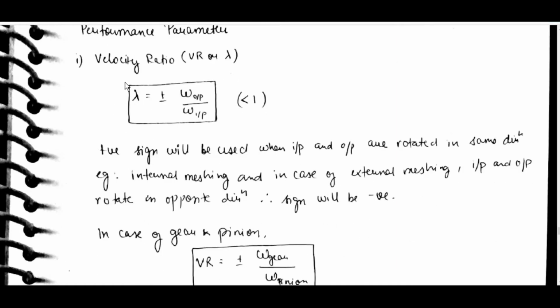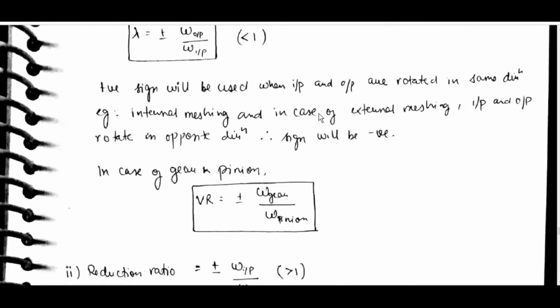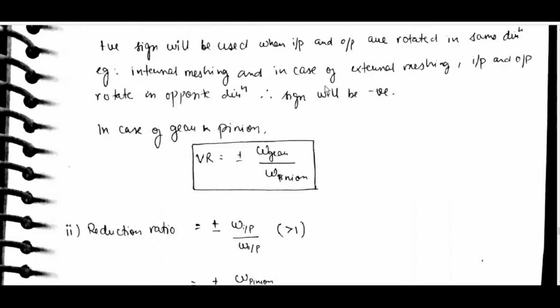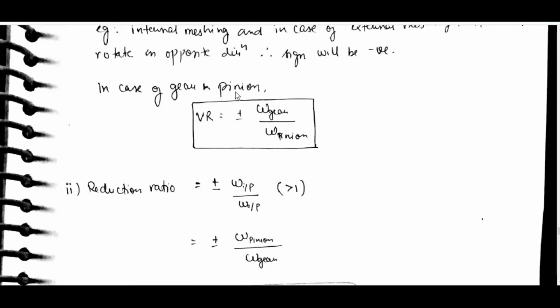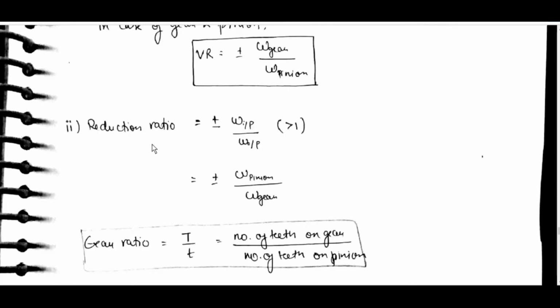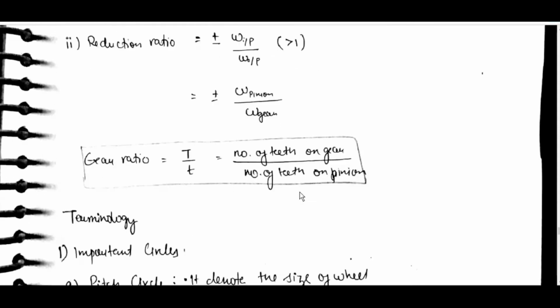Performance parameters. First, velocity ratio, VR or lambda. Lambda is equal to plus or minus omega output by omega input, less than 1. The positive sign is used when input and output rotate in the same direction, for example internal meshing. In external meshing, input and output rotate in opposite directions, so the sign is negative. In case of gear and pinion, velocity ratio is equal to plus or minus omega gear by omega pinion. Reduction ratio is equal to plus or minus omega input by omega output, greater than 1, which is equal to plus or minus omega pinion by omega gear.